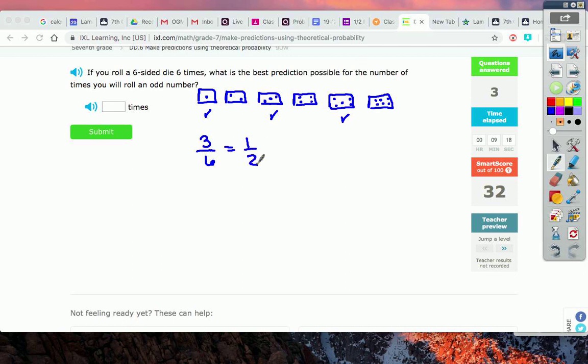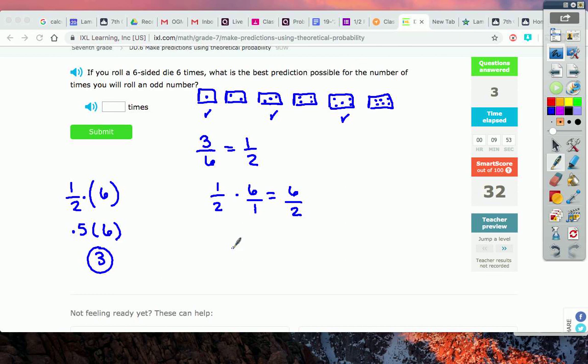If you want to use the 3 out of 6, that's fine. Now, if you want to use your calculator, you can say 1/2 times 6. That gives you 0.5 times 6, which is 3. If you want to multiply all the way across, 1/2 times 6 gives you 1 times 6 is 6 over 2 times 1 is 2. 6 divided by 2 gives you 3. Either way, you get 3. You can do it either way.